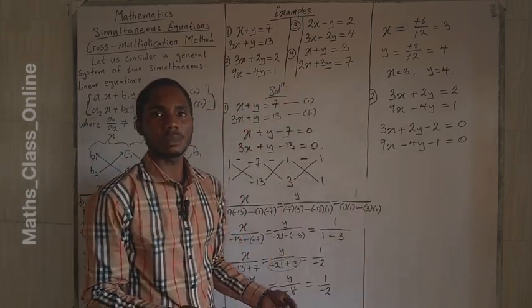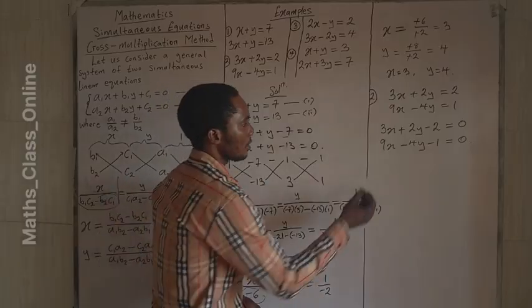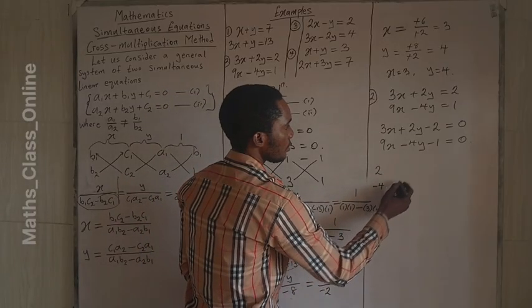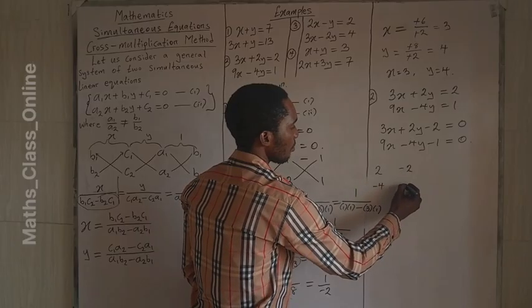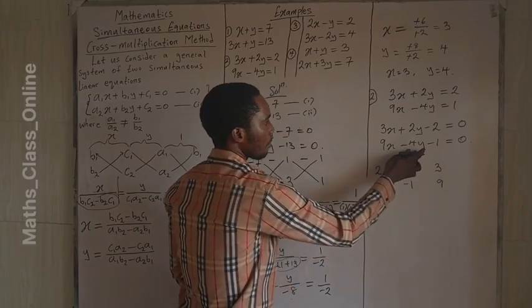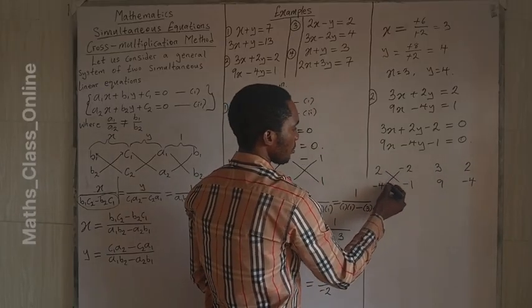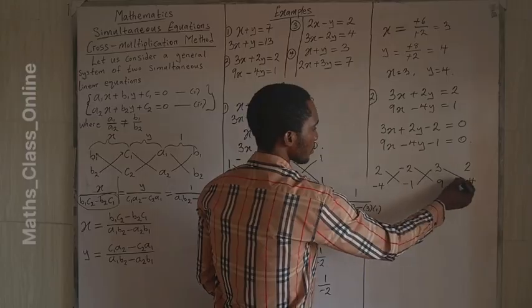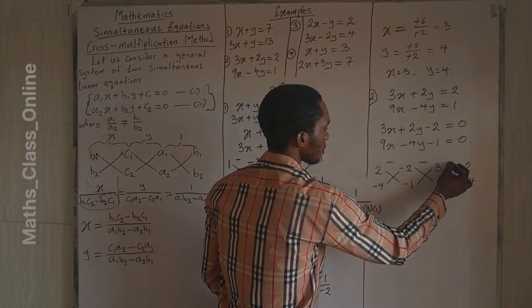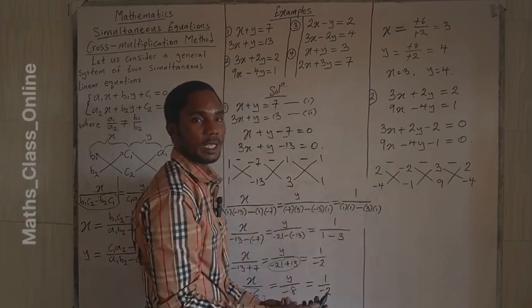Now let's arrange the numbers, starting from the coefficient of y: 2, minus 4, minus 2, minus 1, 3, 9, back to 2, minus 4, cross multiplication. And we're going to take the difference of the results. The first two columns are for who? For x.